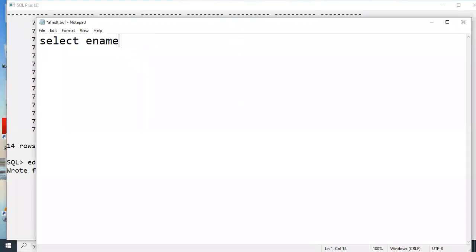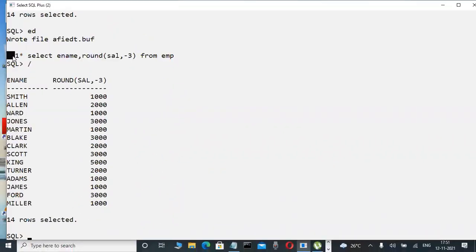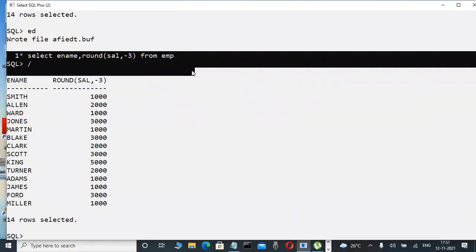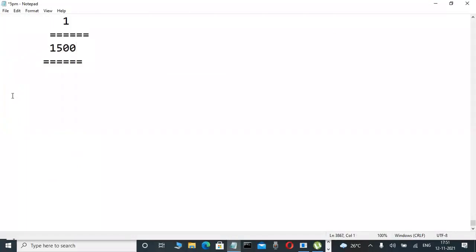Suppose I want to display name, comma, round off of the salary column. Here -1 means the last digit is 0, -2 means the last 2 digits are 0, -3 means the last 3 digits are 0, and it automatically converts them to zeros based on the requirement. Now check it out: here 1000, 2000, 1000, like this. It is just a small example, write it. No real use of this one, but it also works without floating point numbers. That is my intention, write it.